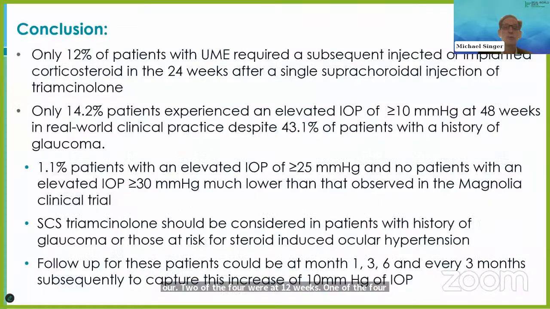So in conclusion, only 12% of people with uveitic macular edema required a subsequent injection of implanted corticosteroid 24 weeks after a single suprachoroidal injection. Only 14.2% of patients experienced an IOP increase greater than 10 at 48 weeks in the real world, despite 43% of people having a history of glaucoma. 1.1% of people developed IOP greater than 25, and no patients had IOP greater than 30, which was much lower than in the Magnolia clinical trial. So you want to consider these patients with a history of glaucoma or ocular hypertension, because it seems to be a safer steroid.